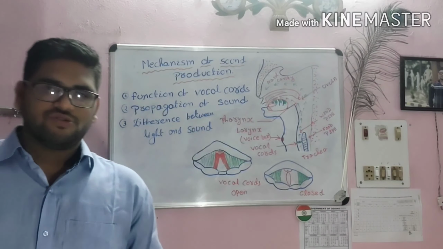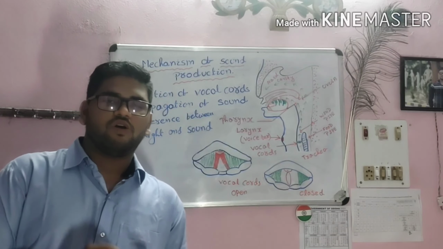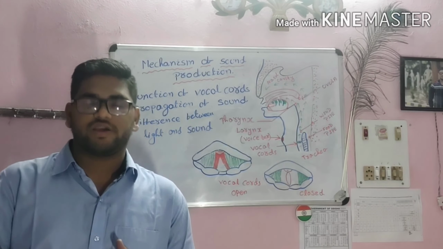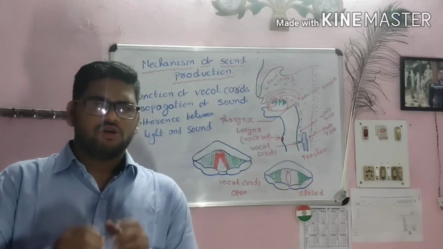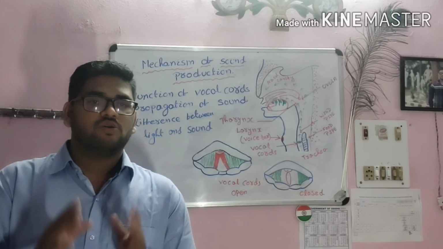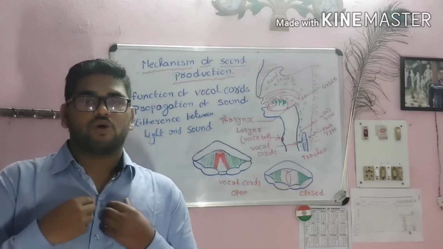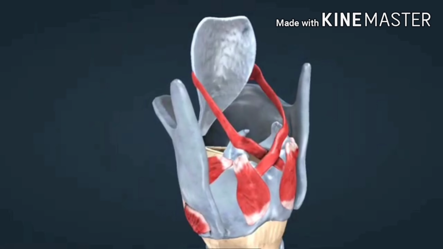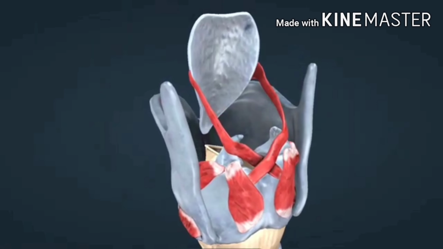So now we will see a small animation video in order to understand how vocal cords work to produce sound, what surrounds the vocal cords, and the anatomy of the vocal cord or our vocal system. So, the larynx is the organ which produces sound in humans.